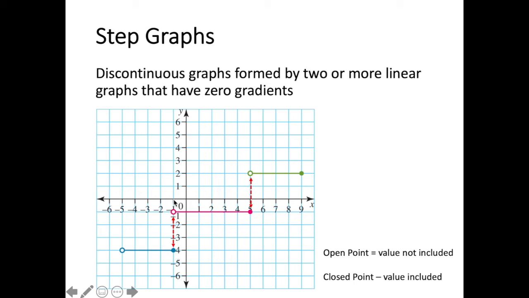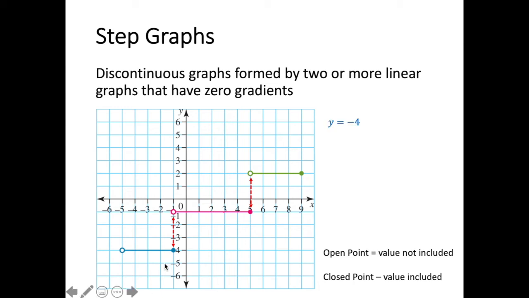So at x is equal to -1, our closed point is down at 4. So that means our -1 value is equal to 4 and not the -1 from our open point. When x is equal to 5, the closed point is at -1. So our value for 5 is going to be -1, not the 2 value because of the open point. So that is an important distinction to remember when you are drawing your step graphs and also when you are interpreting the step graphs.